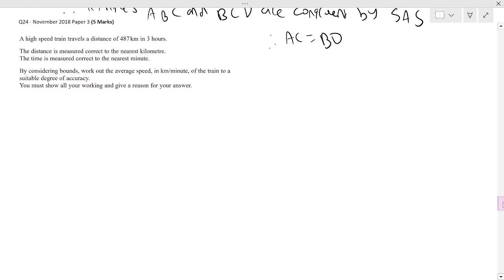Okay, two more. Now we've got a bounds question, and this mixes speed with bounds, which I think will come up because speed and bounds haven't come up yet, and they do like mixing them together. Okay, so we're given a high-speed train has a distance of, I'm going to underline it, it's a number, 487 to 3 hours. Distance is measured to the nearest kilometer, and the time is measured to the nearest minute. By considering bounds, work out the average speed.